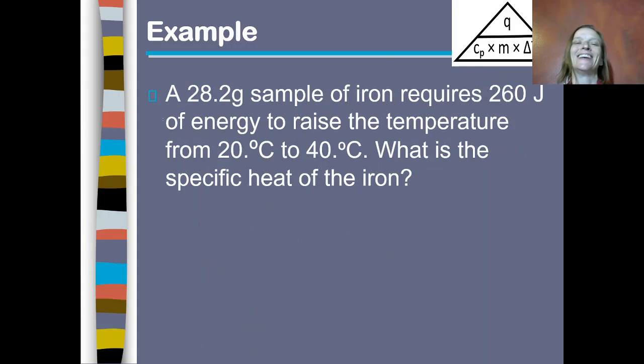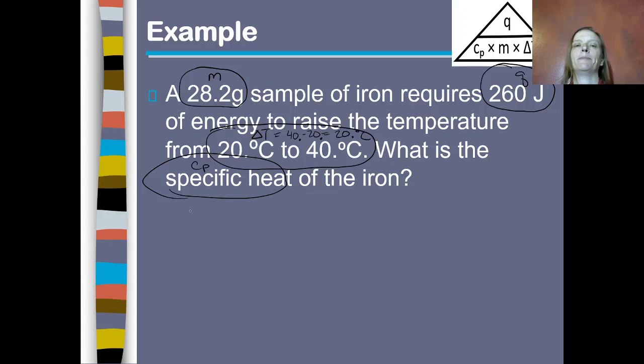One more example. A 28.2 gram sample. That's a mass right there. Grams indicate mass. Of iron requires 260 joules. That's an energy. That's going to be my Q value. Joules are units for energy. To raise the temperature from 20 to 40 degrees Celsius. This is the information I need for my delta T. Delta T is final minus initial. 40 minus 20 is 20 degrees Celsius. What is the specific heat of the iron? This is what I need to calculate for, CP.